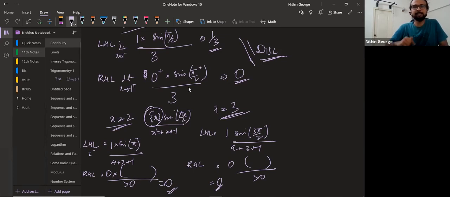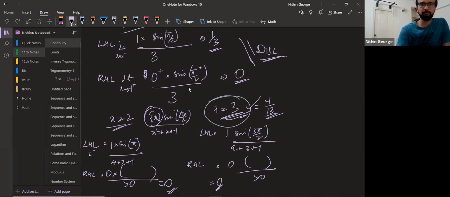Okay, my LHL here, sine 3 pi by 2 is nothing but minus 1. And 9 plus 3 plus 1 is nothing but 13. Minus 1 by 13 is LHL here, and 0 is RHL here. So it is discontinuous at x equal to 3. Okay, and at x equal to 1, we proved it. Okay, at x equal to 1, and discontinuous at x equal to 3.